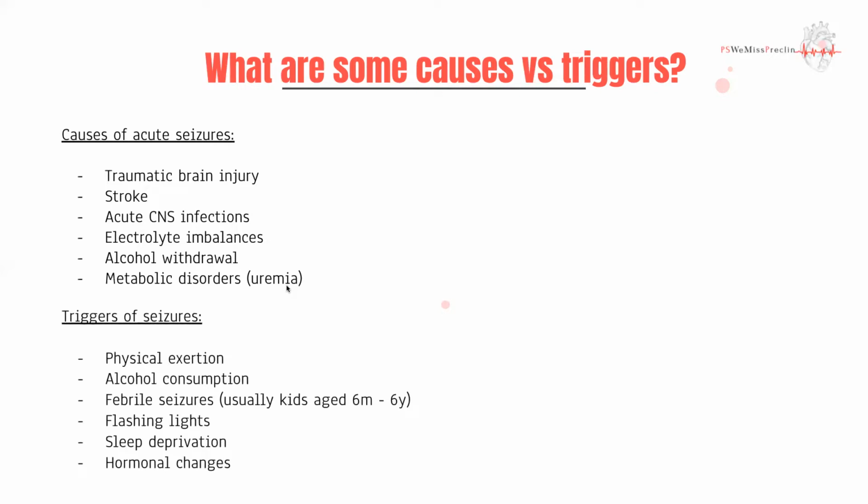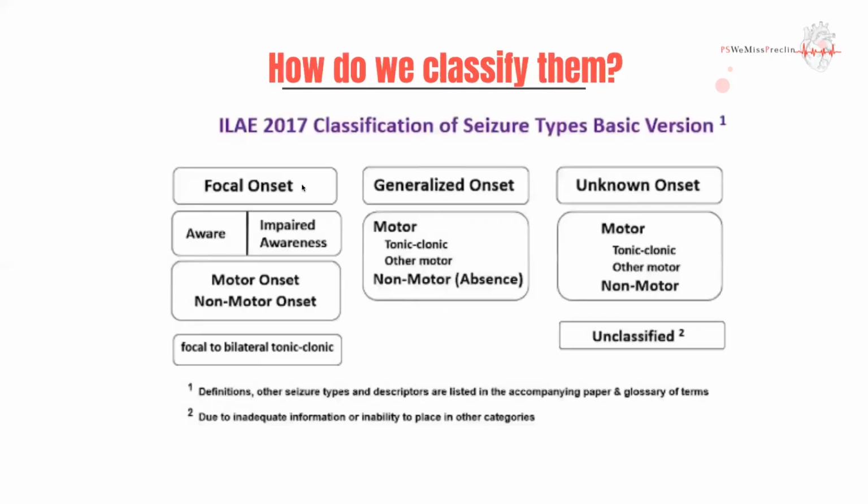And then we have triggers of seizures. So things like physical exertion, alcohol consumption, having a fever, especially in young children, can lead to something called a febrile seizure. Flashing lights, sleep deprivation, hormonal changes during puberty. So as you can see, everything here is kind of a normal part of life. Some of it maybe you shouldn't be doing, don't consume too much alcohol, but it's not pathological, versus all of this, which is relatively pathological.